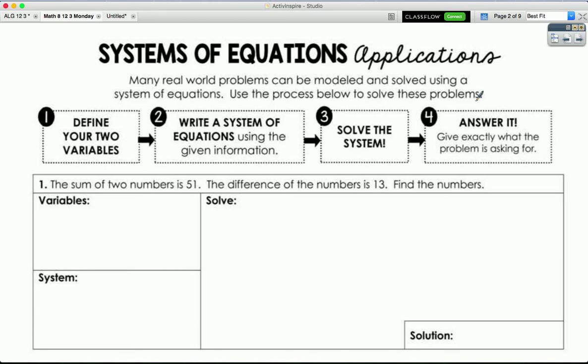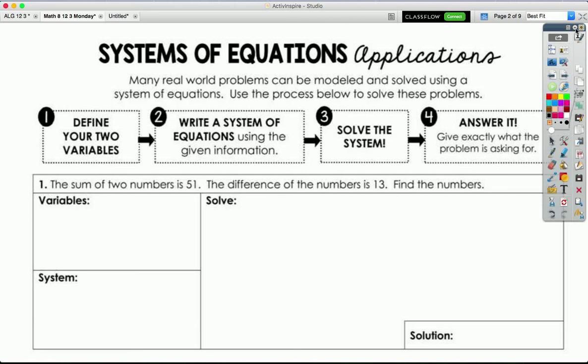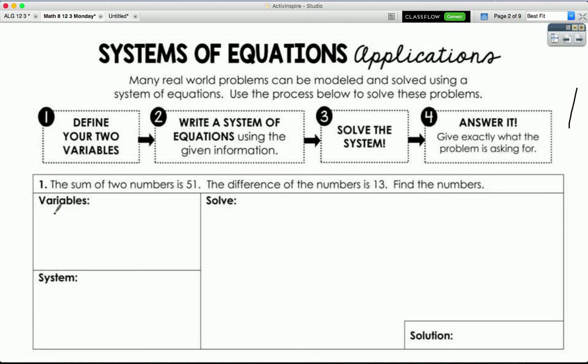All right, so our first example, it says the sum of two numbers is 51. The difference of the numbers is 13. Find the numbers. So the first thing we're going to do is determine what our variables are going to represent. So we could make x represent the first number, and we could make y represent the second number, because all we're talking about here is two numbers. It's not like applying to anything else.